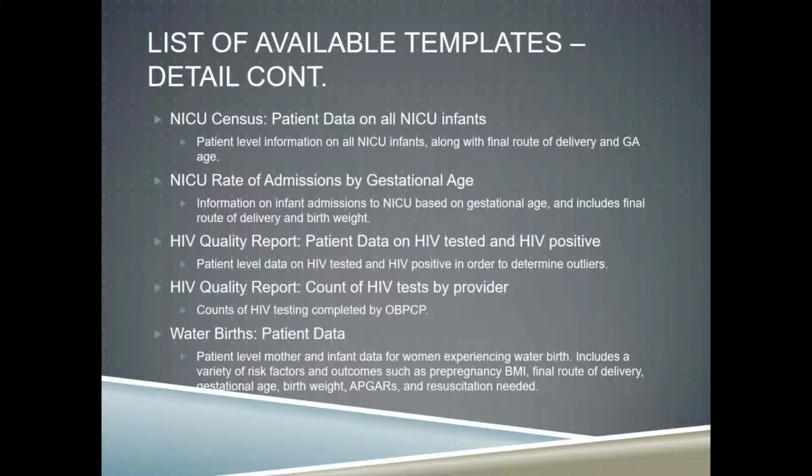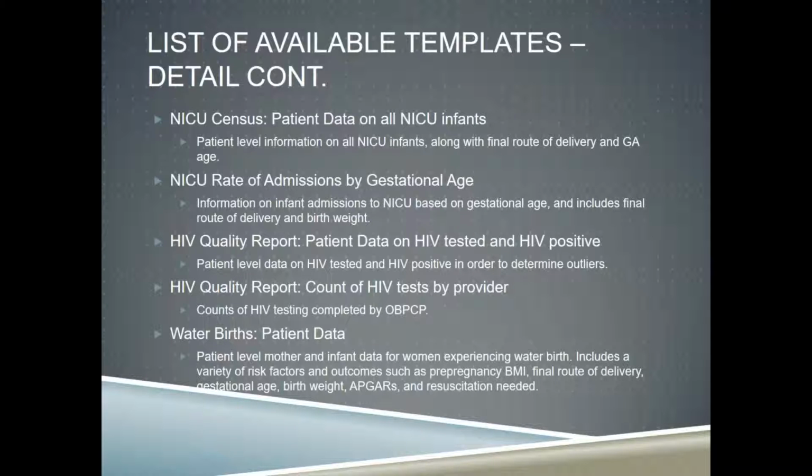And if we could have the next page. A couple of NICU things too that we started trying to work on was a census. This gets data on all the NICU babies along with the route of delivery and the gestational age at delivery. And that's, again, patient level. Rate of admissions by gestational age, that, if I recall, I think that's a pivot table, and that's got some information on route and birth weight.